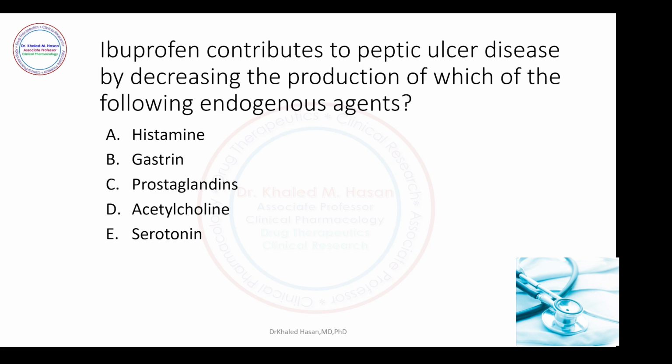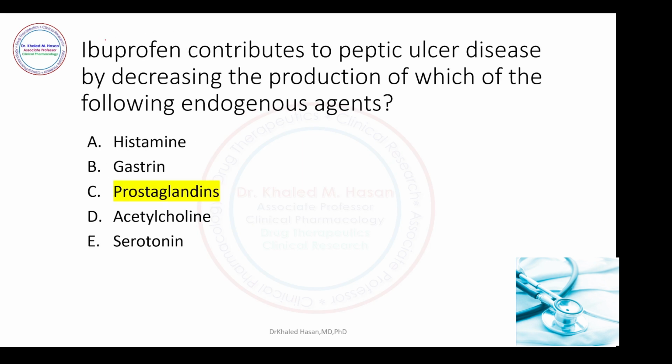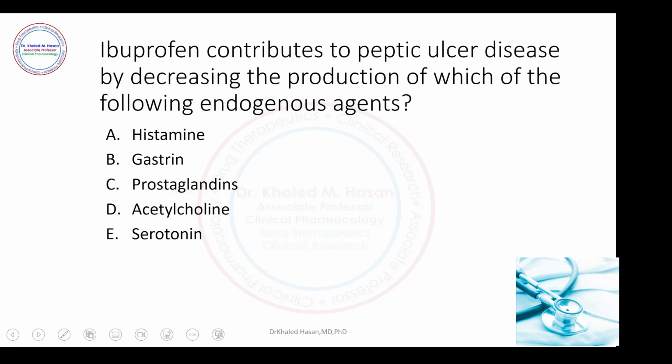Okay, so here we have a practice question. The question says ibuprofen contributes to peptic ulcer disease by decreasing production of which of the following endogenous agents? We have histamine, gastrin, prostaglandin, acetylcholine, and serotonin. So we have ibuprofen, and we know ibuprofen belongs to the NSAIDs. Ibuprofen leads to peptic ulcer disease by decreasing which of the following?